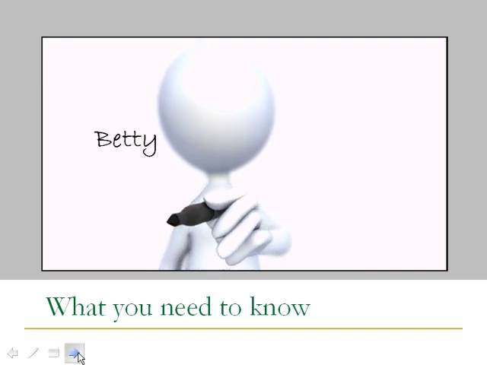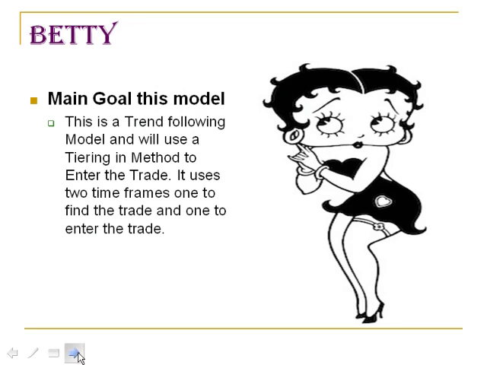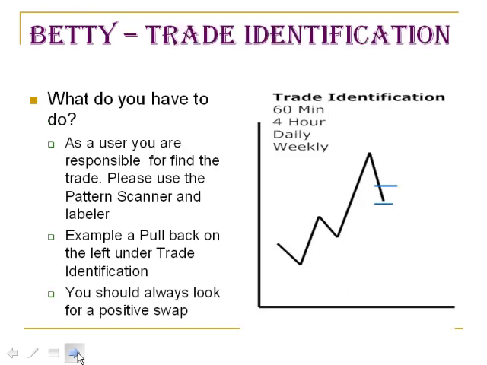Okay, today we're going to be working on the model Betty. The main goal of this model is a trend following model that will use tiering in methods to enter into the trade. It uses two time frames, one to find the trade and one to enter the trade.